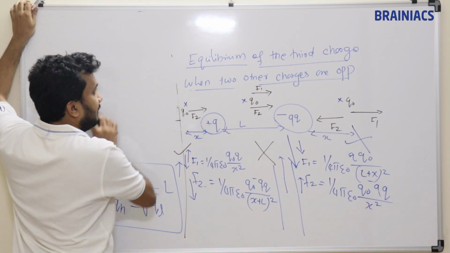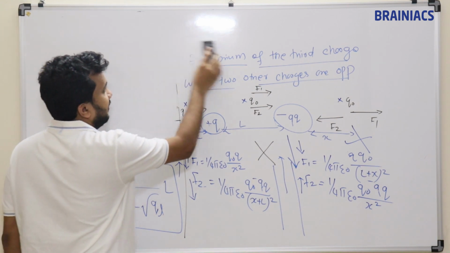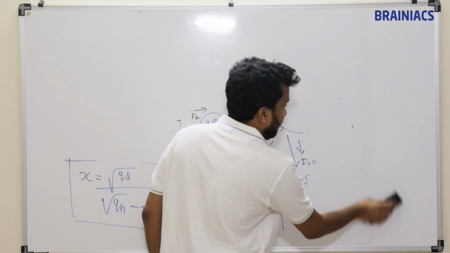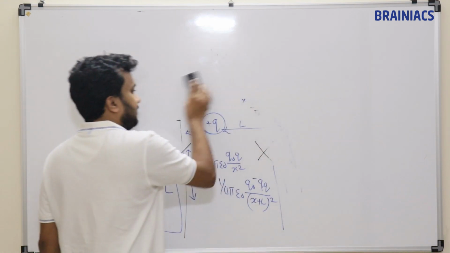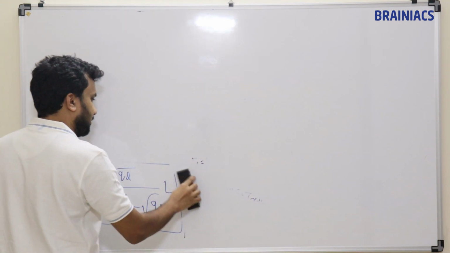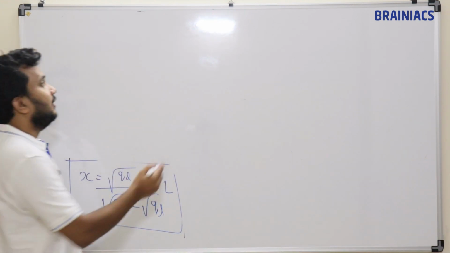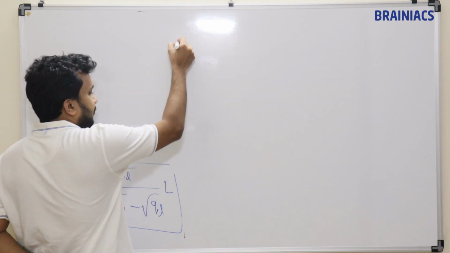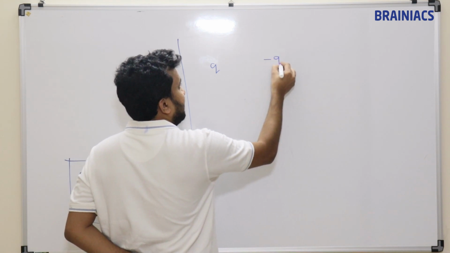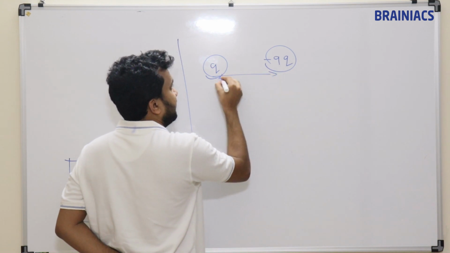So I'm keeping the shortcut method here, and we'll apply these concepts and try to find out this x, the equilibrium position, in the normal way. Then we'll see whether our shortcut methods are holding good or not. I'll keep it here itself. Okay, so let's move. As I told before, we have two charges here. I'm taking q and I'm taking minus 9q. So q and minus 9q, the distance between them is L.